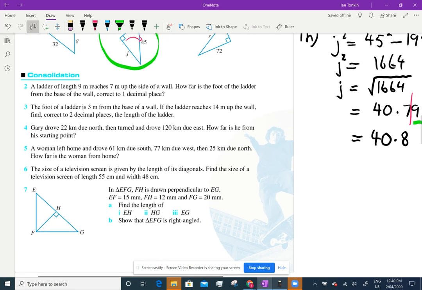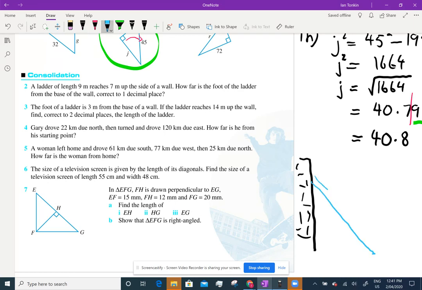Question 2. Now here, they didn't give you a diagram, so you have to draw it. So a ladder, of length 9 meters, goes up the side of a wall. So we'll draw a picture. Here's my wall. And I have a ladder going up this wall. Now, my ladder is 9 meters and it goes 7 meters up the wall. So 7 is from here to here.